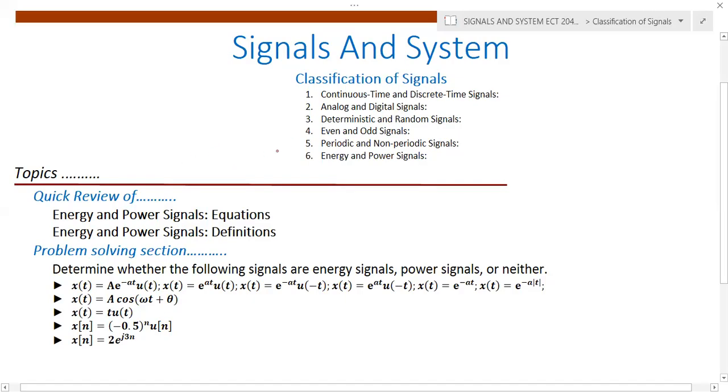In this lecture, we will discuss the classification of signals, and mainly we will discuss the signal classification known as energy and power signal. And we will discuss the basic equations and the definition and some numerical questions.